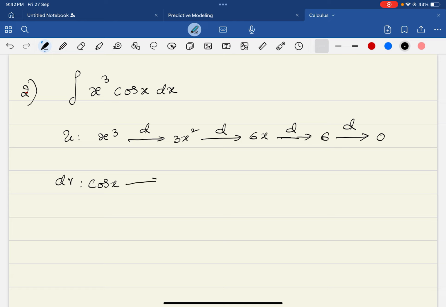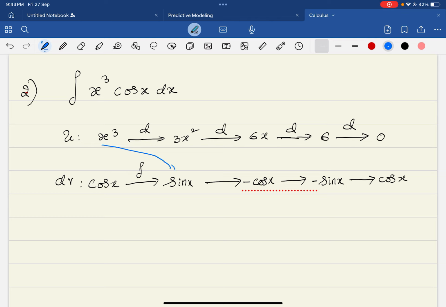Now cosine x integral is sin x. Sin x integral is minus cosine x. Minus cosine x integral is minus sin x. Minus sin x integral is cosine x. So this is what you should remember. Cosine x integral is positive sine. Sine integral is negative cos. But cosine integral is sine, but there is a negative, so negative. So sine integral is negative cos, but there is a minus, so it is positive. So it's understood.